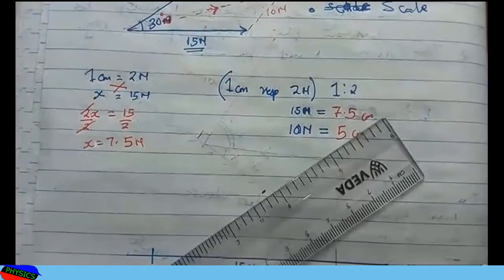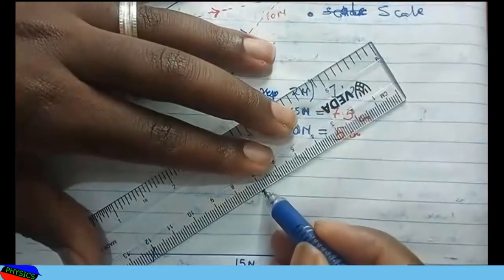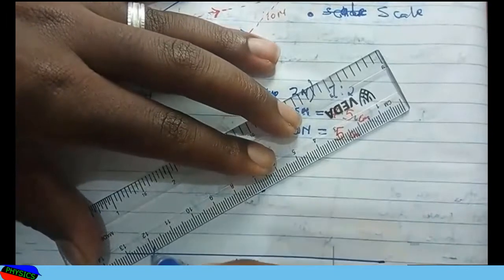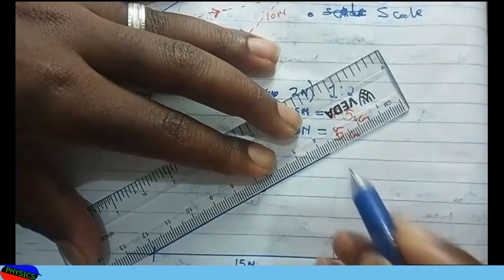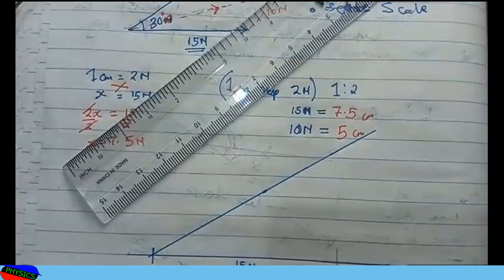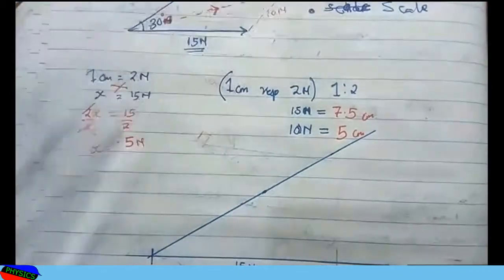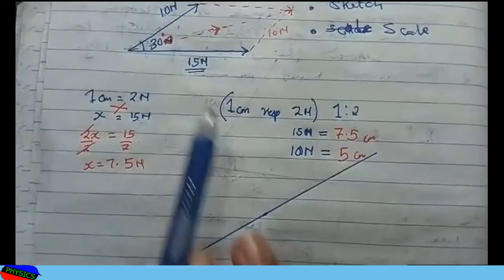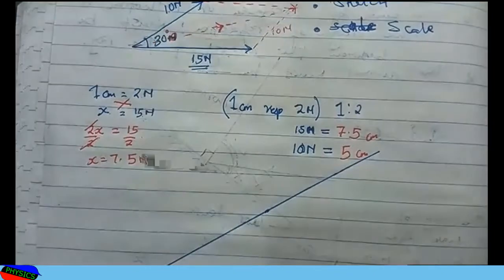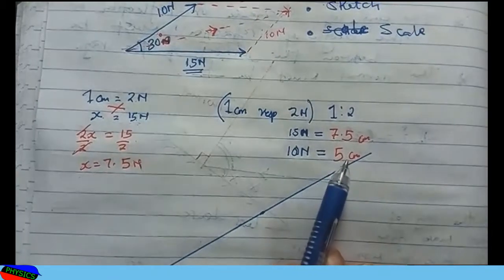Then I'll pick my ruler and join this mark I've made with the starting point, the center point there. I make the line as long as possible because you want to have the exact point there. The other thing from my blueprint is that I had these 10 newtons. The 10 newtons are here. So I should make sure 10 newtons, we said, should be represented by 5 centimeters.